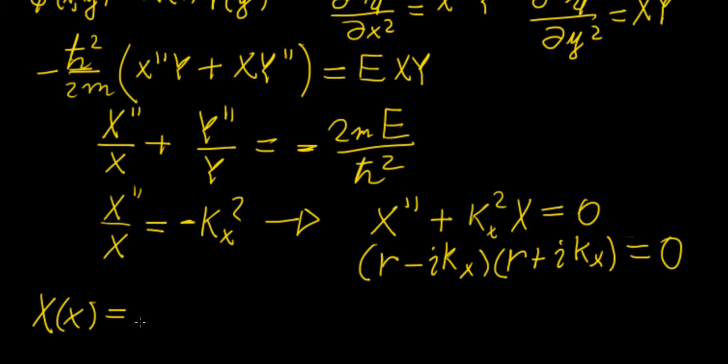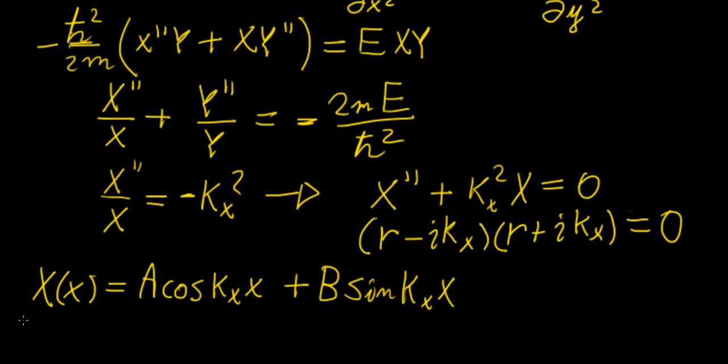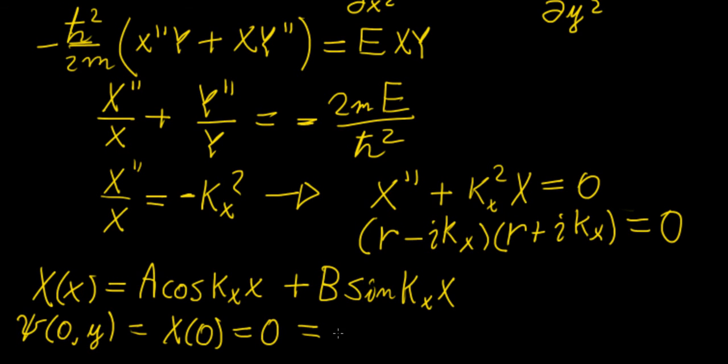So the general solution is going to be a cosine of kx x plus b sine kx x. So that's going to be our general solution. Now to find the constants, we apply the boundary conditions. So we had the first boundary condition, which was psi at 0, y. This is the same as saying x at 0 is equal to 0. So if we put 0 in here and 0 in here, this becomes 1, that becomes a, so a is equal to 0. That means that this term doesn't actually exist in the solution, we only have this term.